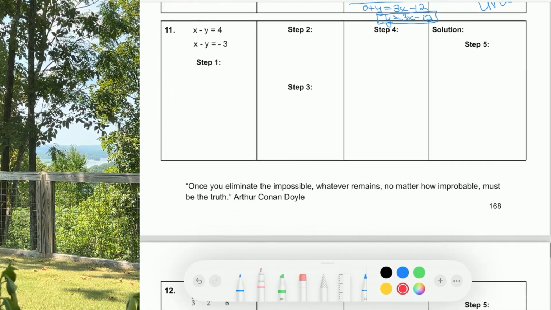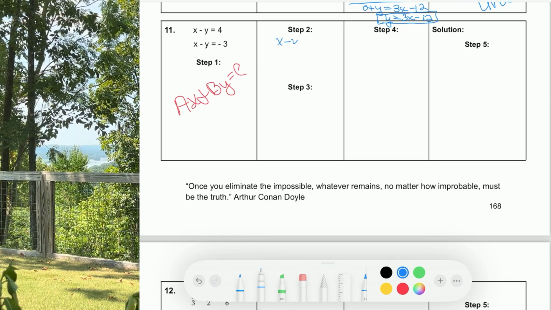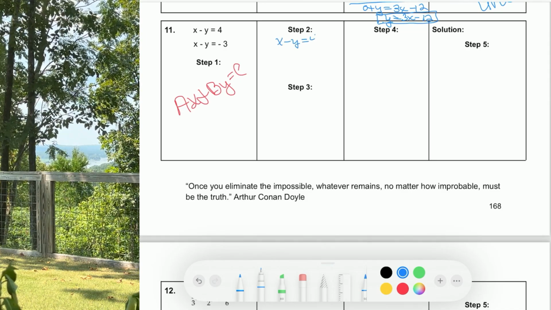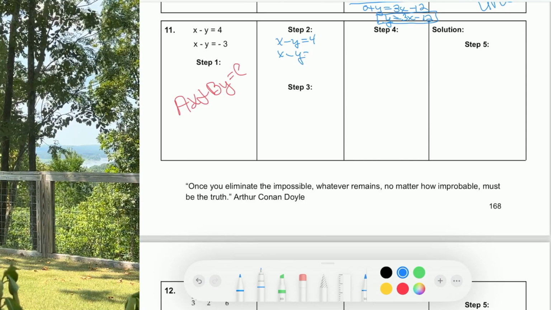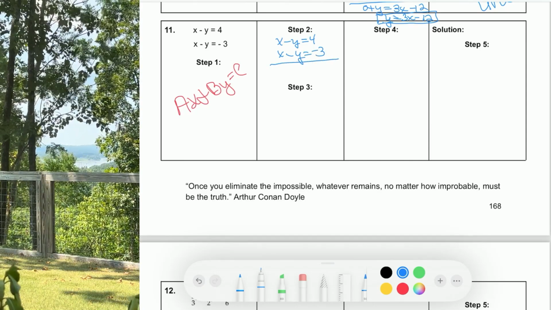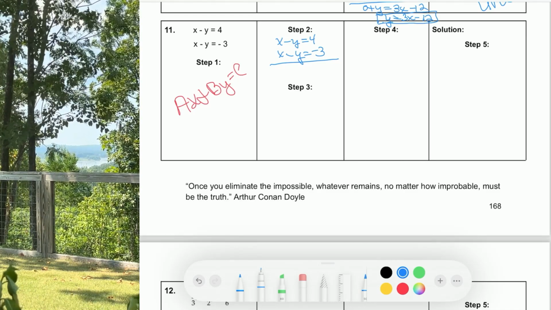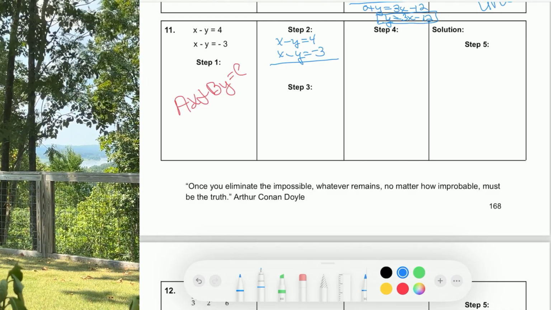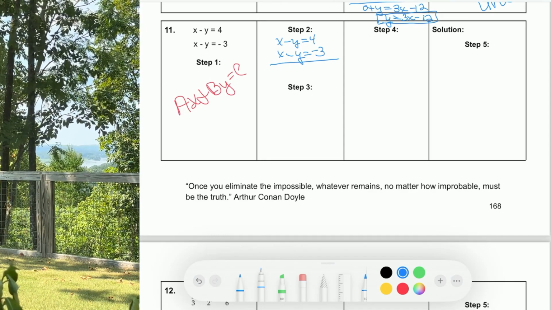Number 11, x minus y equals 4, x minus y equals negative 3. All right, they're in the proper format, so I'm just going to rewrite them. X minus y equals 4, x minus y equals negative 3. All right, so I actually don't have to change anything. I can just combine these because actually I do, because my x's have the same sign and my y's have the same sign.